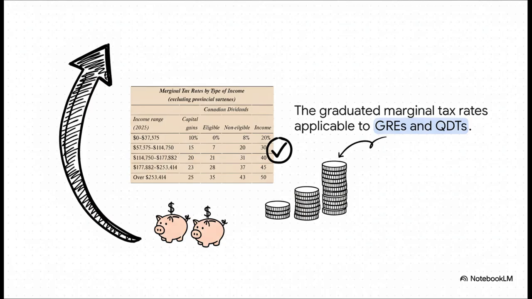Just look at the difference here. The contrast between these graduated rates and that flat 50% top rate is just night and day. For a graduated rate estate or a qualified disability trust, you can see that the first, say, $57,000 of income is taxed at a much more reasonable 20%. Having access to these lower tax brackets is a huge advantage and a cornerstone of proper estate planning.